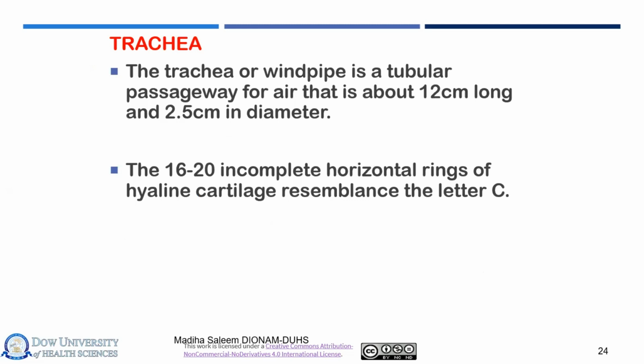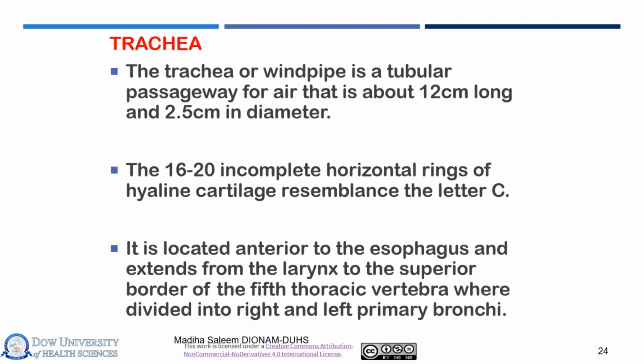Trachea. Trachea, or windpipe, is a tubular passageway for air that is about 12 cm long and 2.5 cm in diameter. It has 16 to 20 incomplete horizontal rings of hyaline cartilage resembling the letter C. It is located anterior to the esophagus and extends from the larynx to the superior border of the fifth thoracic vertebra, where it divides into right and left pulmonary bronchi.